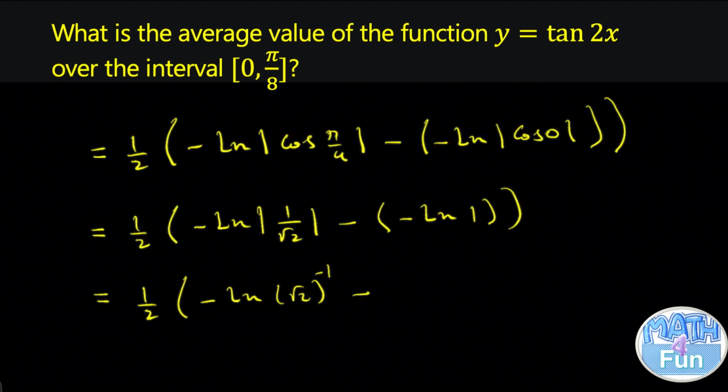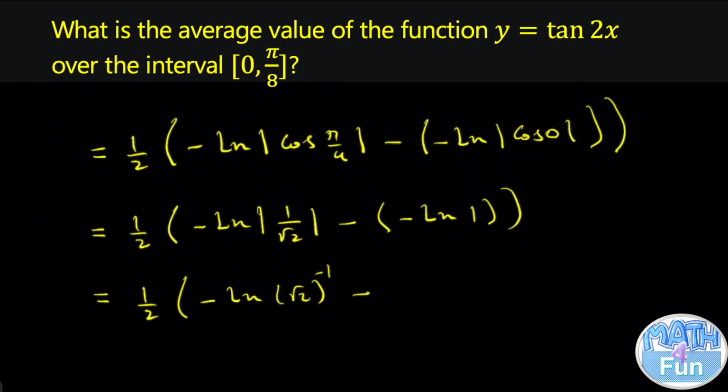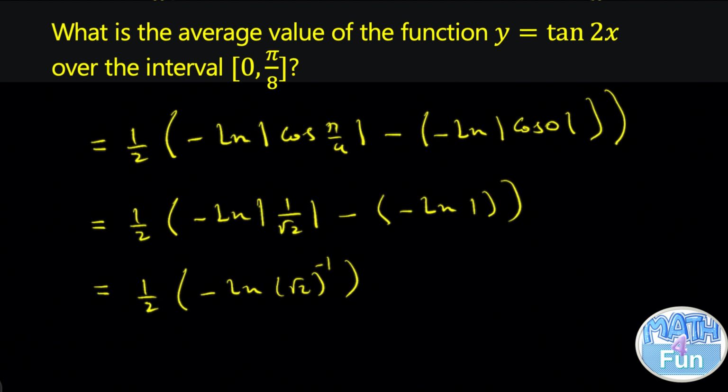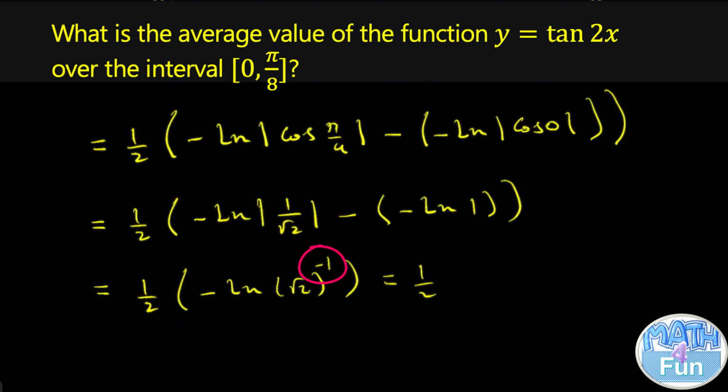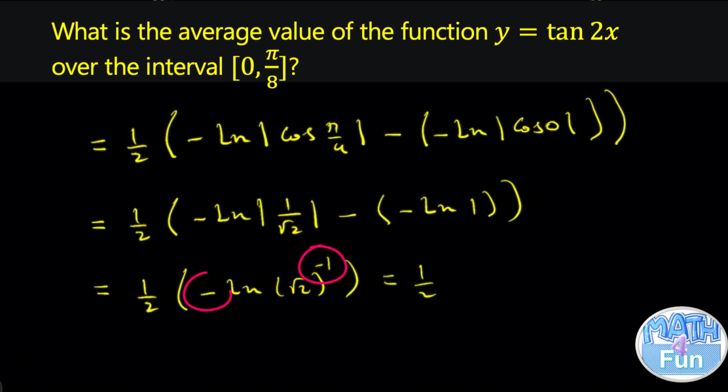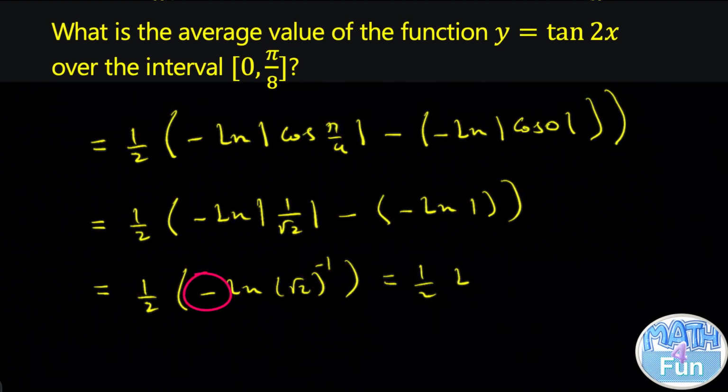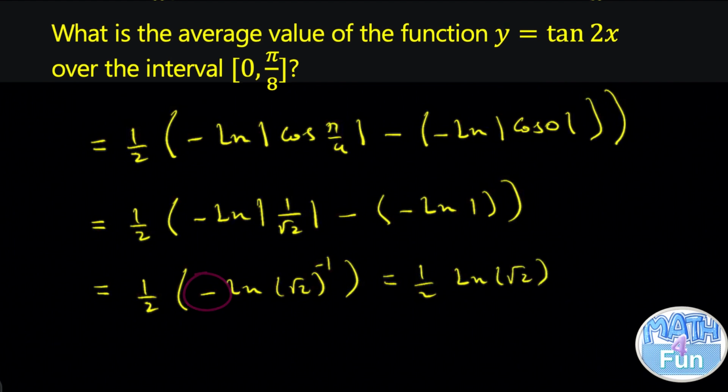Minus of minus ln 1, 0. So minus of minus 0 is going to be 0, so we ignore it. So this is going to be 1 over 2. Now, the power negative 1, we can drop it down. It will be multiplied by the negative. So you get ln of radical 2.